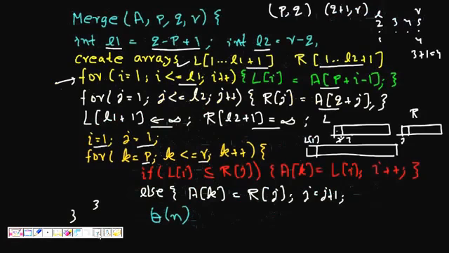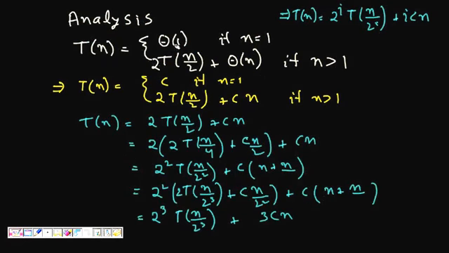Now let's analyze this algorithm. Analysis-wise, T(n) is 2T(n/2), because we are calling the same merge sort function with half the input size, plus Cn, because the merge is a theta of n running time algorithm. Now if we solve it by the substitution method, it's 2T(n/2) plus Cn, then T(n/2) can be written as 2T(n/4) plus Cn/2, and so it's 2 squared T(n/2 squared) plus Cn plus Cn, since the 2 and 2 cancel.